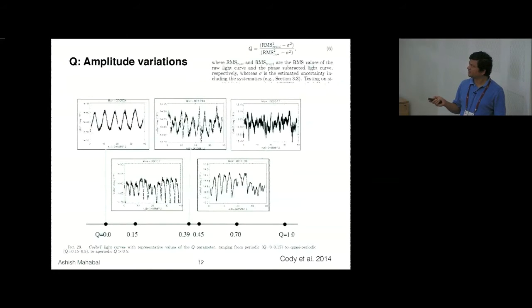Other people have defined other things. This Q is for amplitude variations. This is from Cody et al., where you take the RMS for the raw time series and use it along with the residuals after you have subtracted out your phased time series. And then based on that, if you have a fairly uniform version, you get Q equal to 0.0, whereas if you have a very non-uniform one, it tends towards Q equal to 1.0. So this is one of the features that can be used.